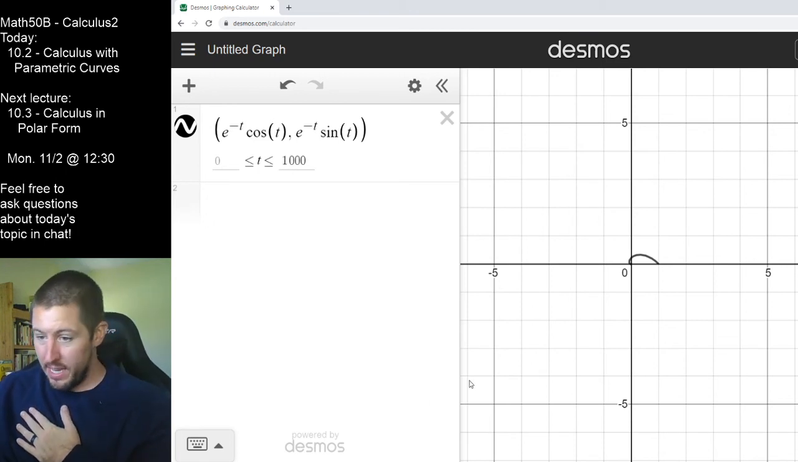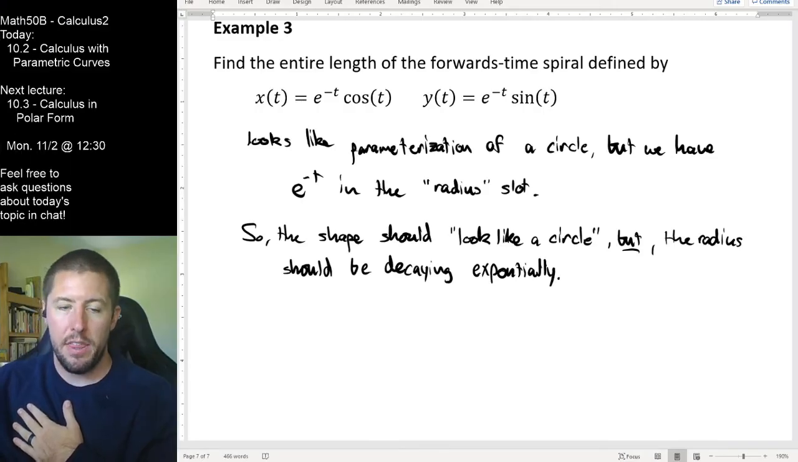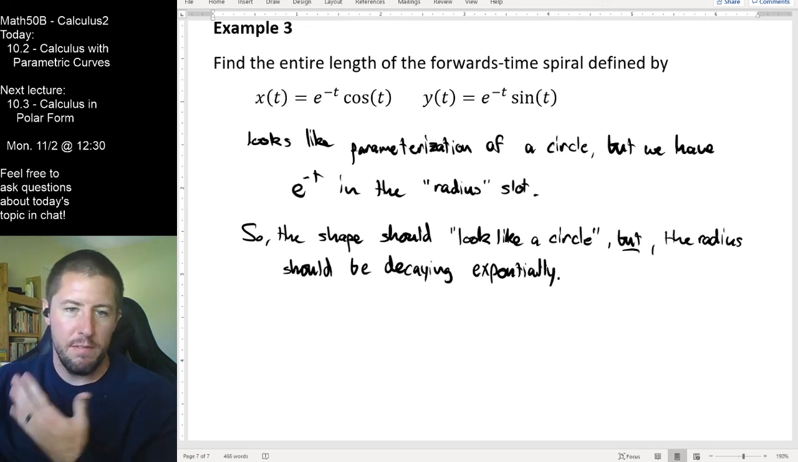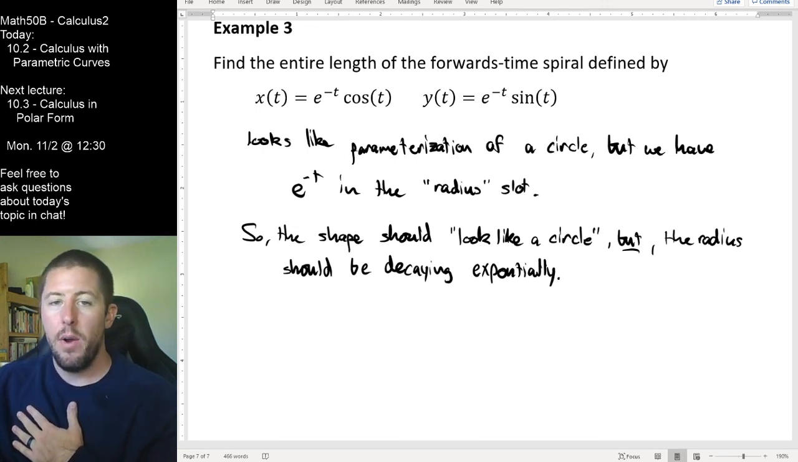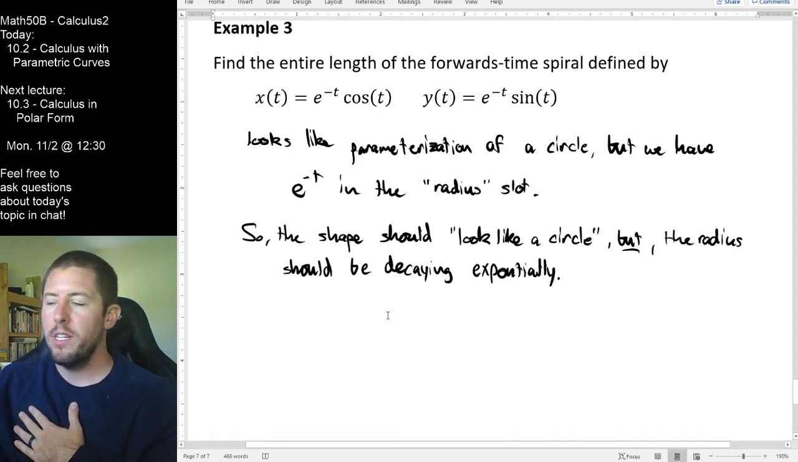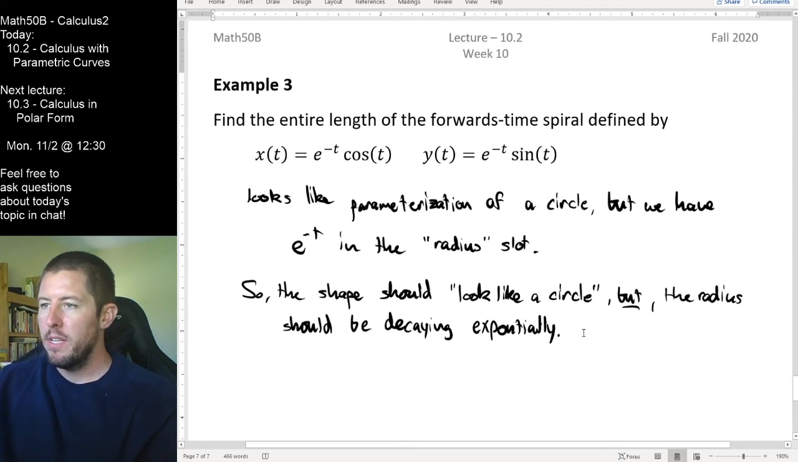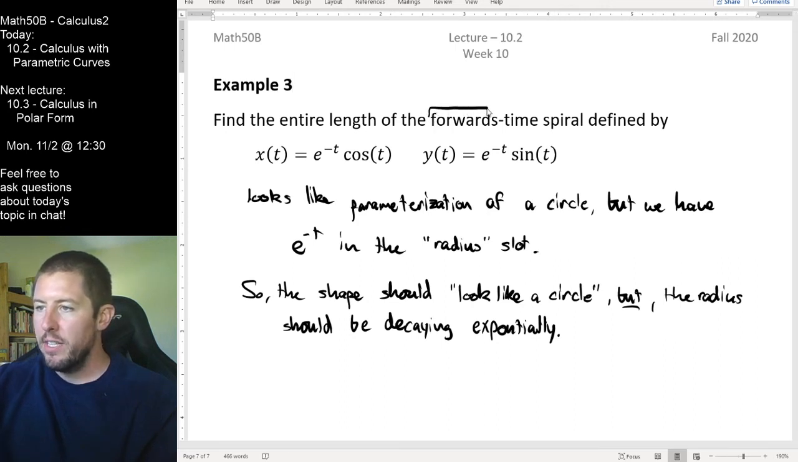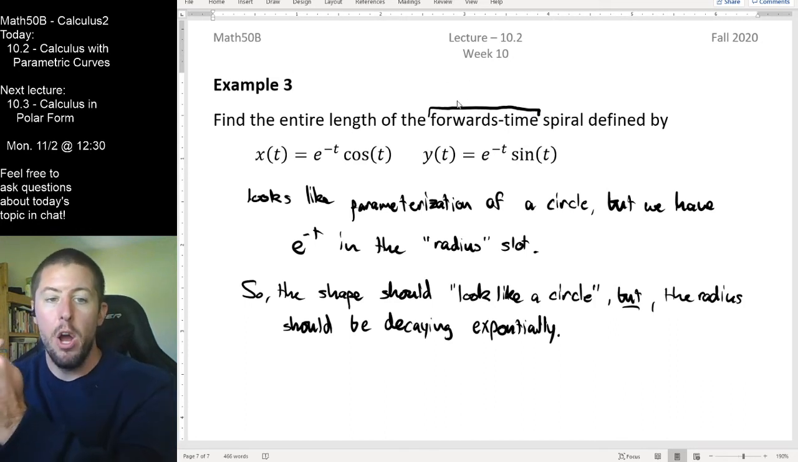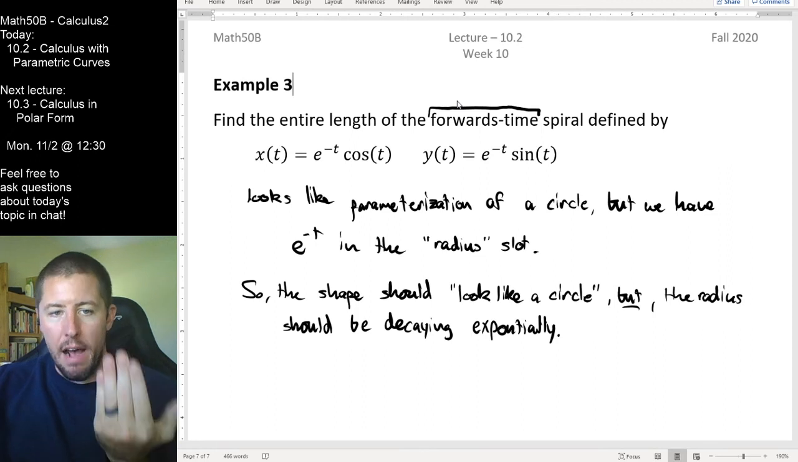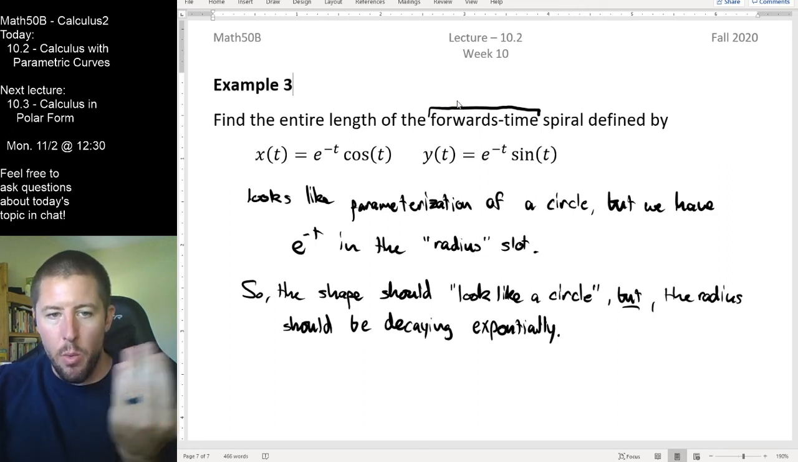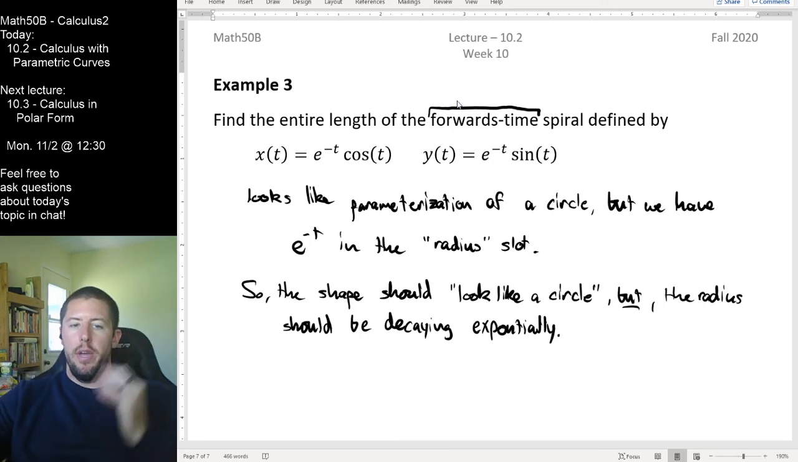So what I want to know is this. Can we compute the entire length of the forwards time spiral defined by this parameterization right here? And when I say the entire length of the forwards time spiral, I just mean all of our positive time. I use this weird language on purpose because I want you guys to think about forwards time and backwards time. Time 0 is our initial time. Forwards time is all positive times. Negative times are all backwards times. You can think about moving backwards through time. Obviously a little bit weird, but you've all seen a rewind of a video before. Picture the particle undoing its motion, stuff like this.